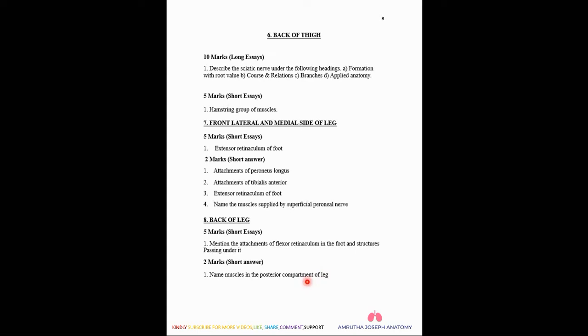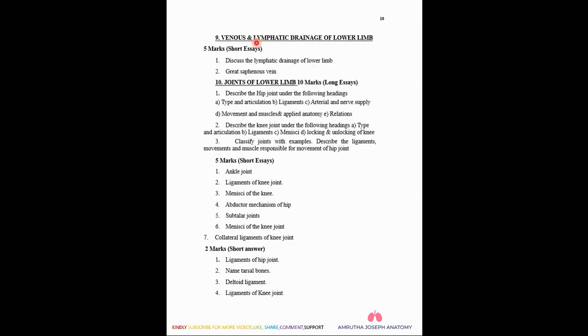Now coming to the venous and lymphatic drainage of lower limb, 5 marker, discuss lymphatic drainage of lower limb. So this question, can you expect this lymphatic drainage? Just read about that. Great saphenous vein, again 5 marker. Small saphenous vein also can be asked here, as I said before.